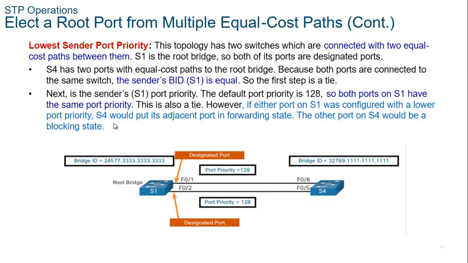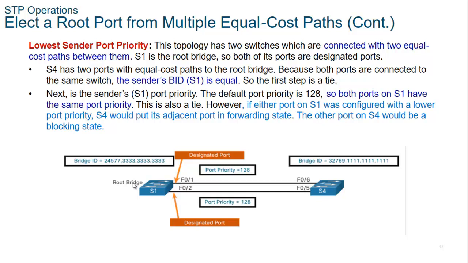In lower sender port priority, like shown in this topology, there are 2 switches, and the switches are connected with 2 equal cost paths between them. S1 is the root bridge, so both of its ports are designated ports. S4 has 2 ports with equal cost path to the root bridge. Because both ports are connected to the same switch, of course they have the same BID. So the first step is a tie. So the next step is to look at the sender's port priority.